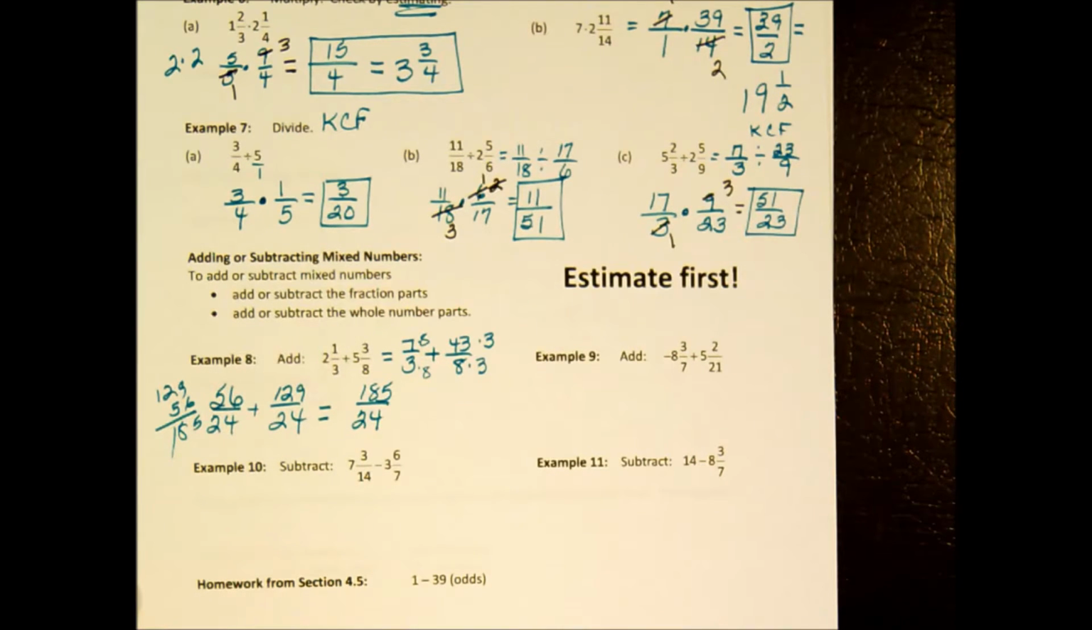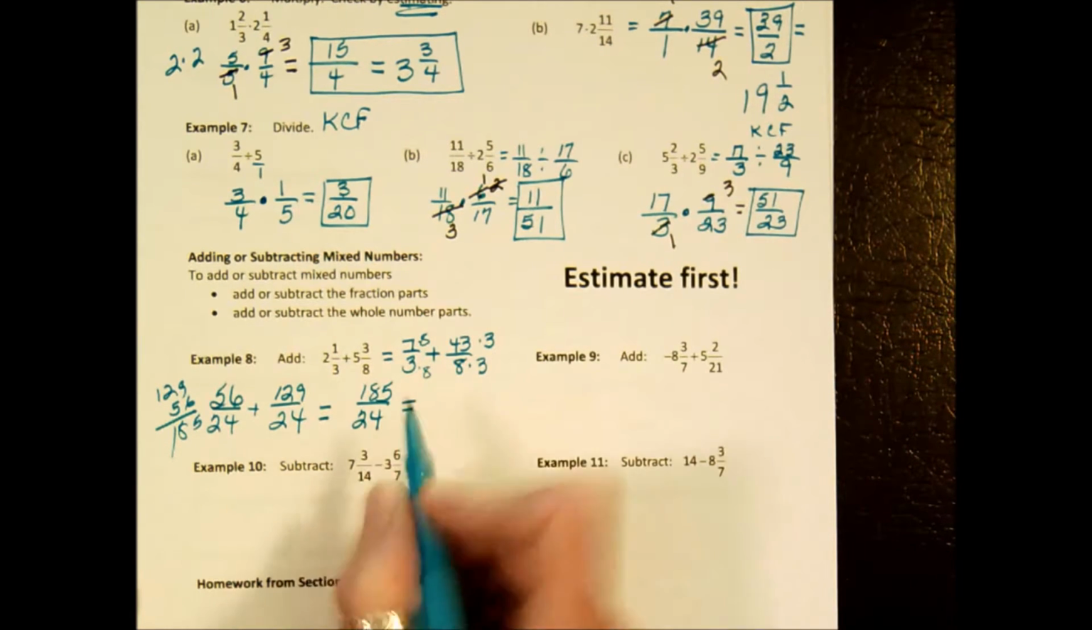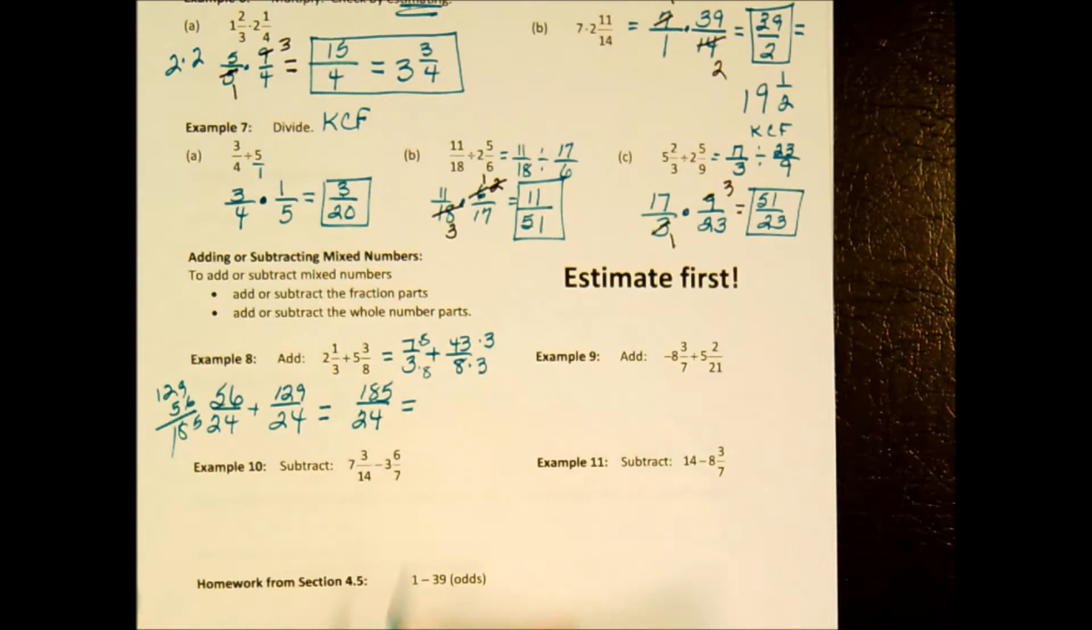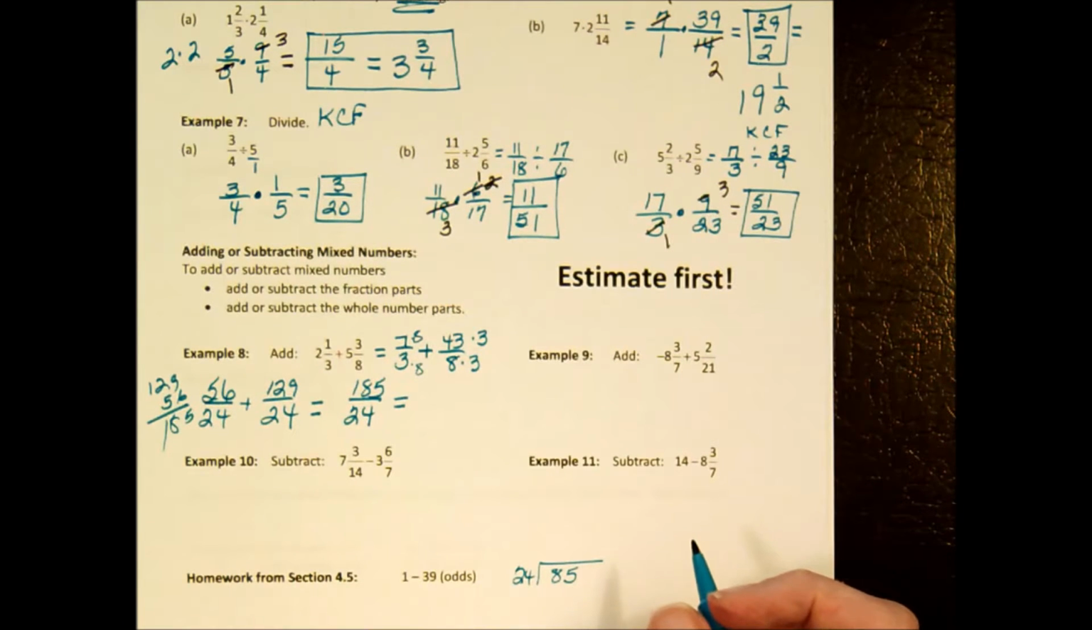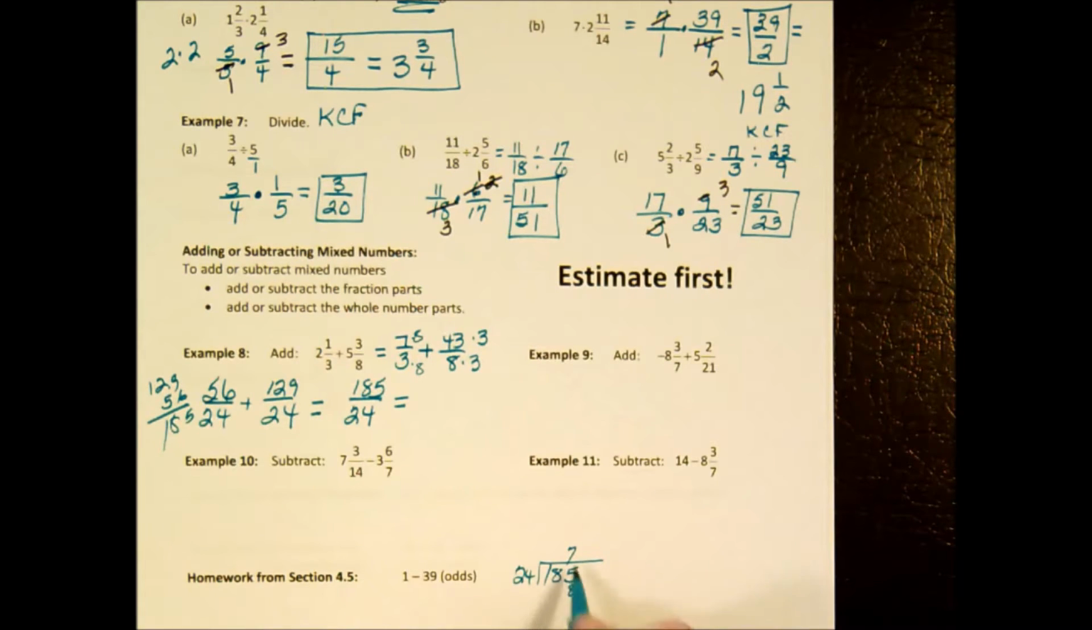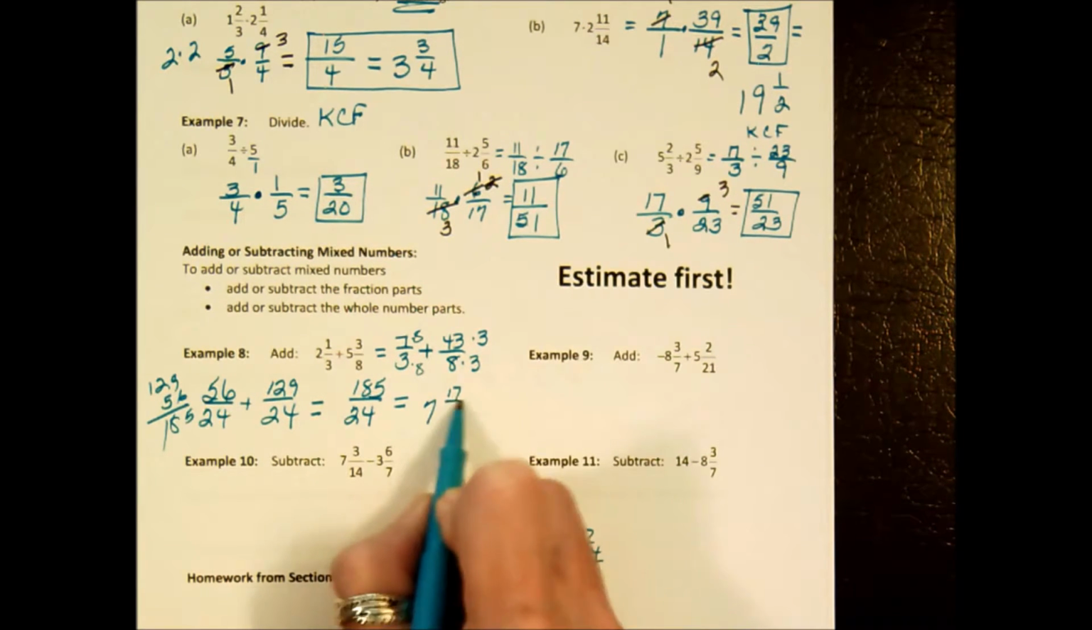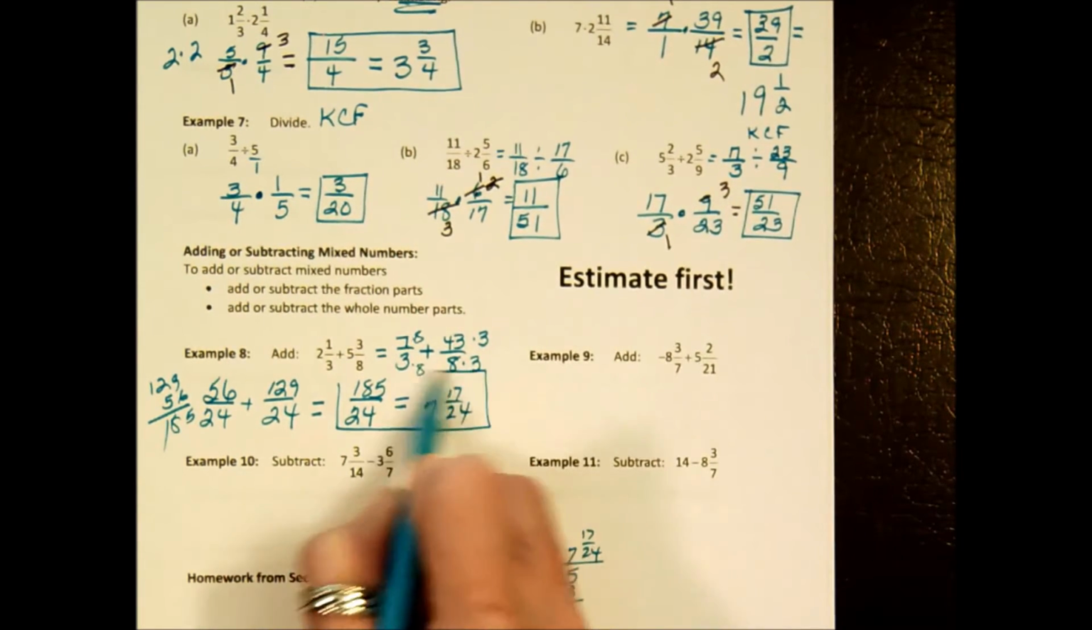Changing that to a mixed number is not very pleasant, but when you do, you divide 24 into 185. So you actually, let me do this down here. 24 into 185. I believe it goes 7 times. 7 fours are 28. That's a 16. And then we have 17 24ths left over. So that gives us 7 and 17 24ths. So now maybe you see why I like leaving them as improper fractions.